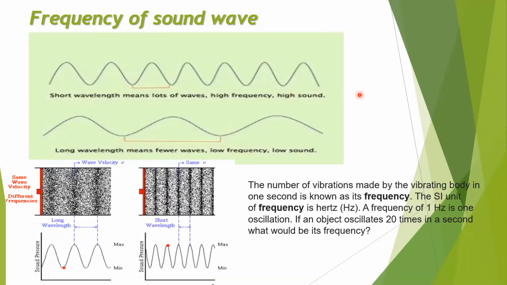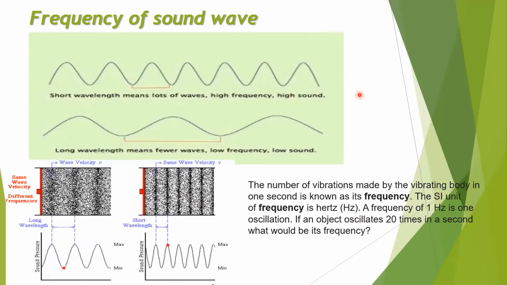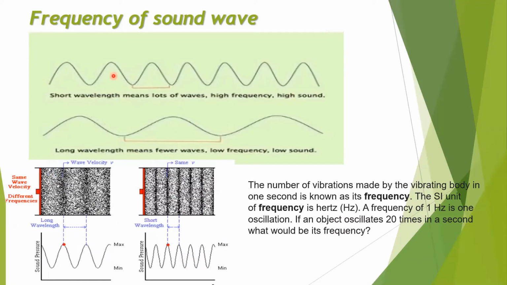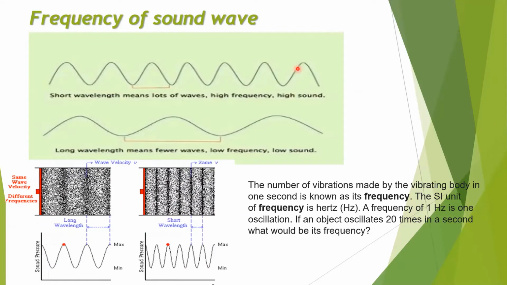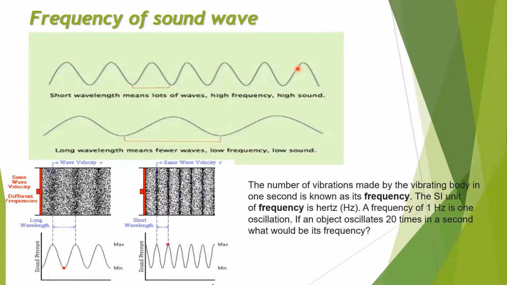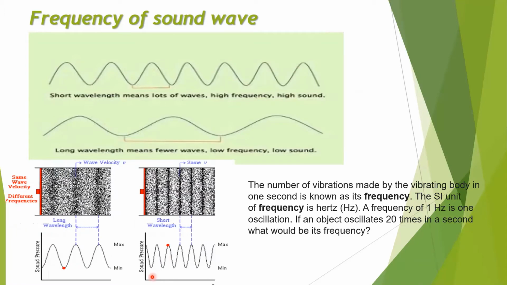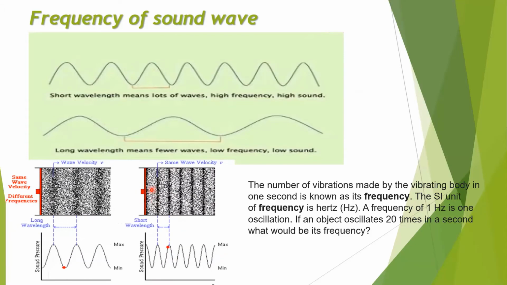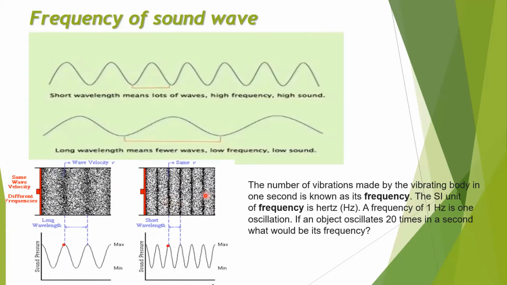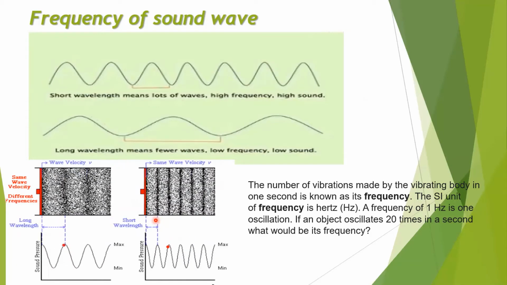Now, people would be thinking, how are high frequency and low frequency produced? Short wavelength means lots of waves, as you can see here. Many waves are there, which produces high frequency and high sound. See here, this is short wavelength, and there are many waves here. And you can see that this is a high frequency, which produces high sound.